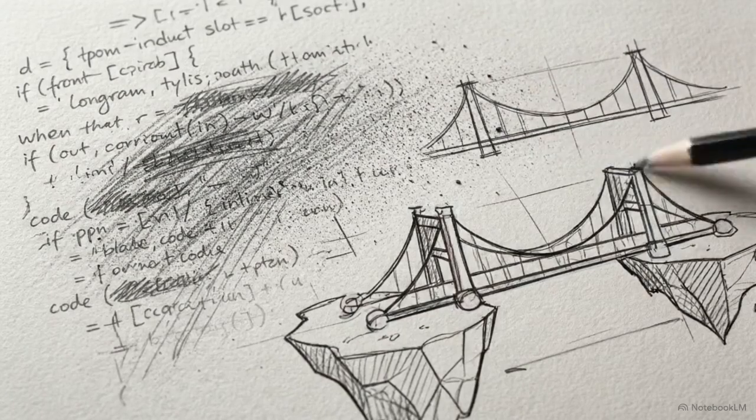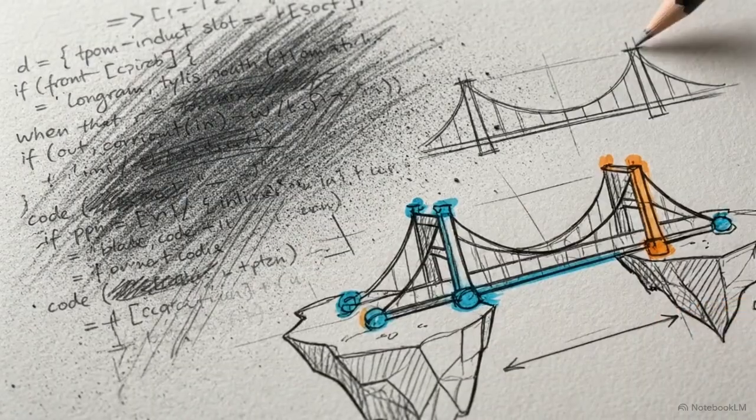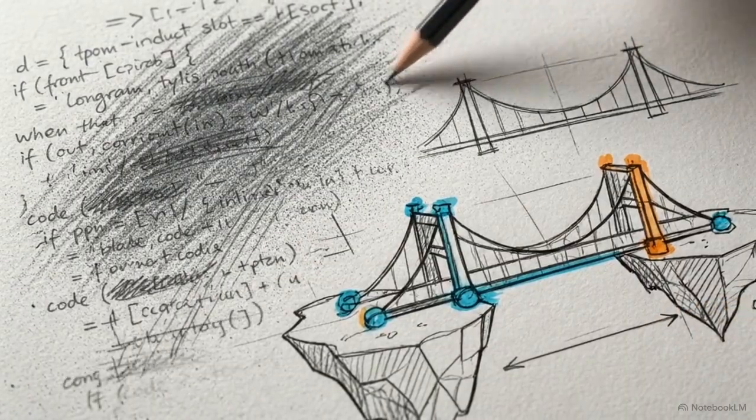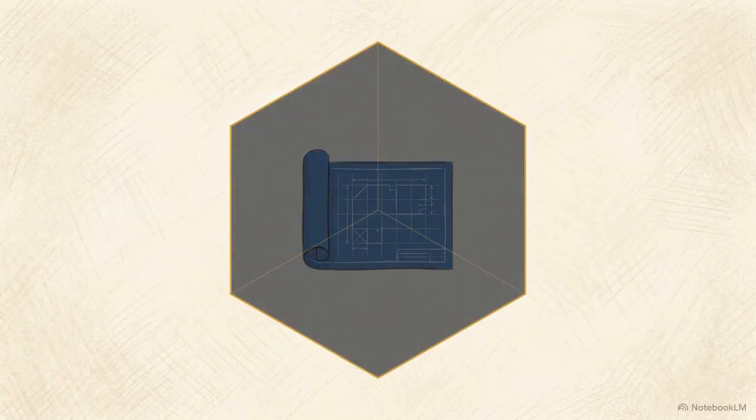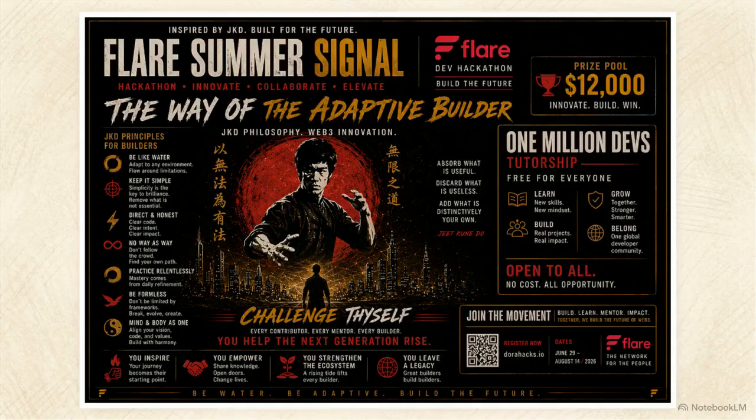Web3 development used to mean manually typing out thousands of lines of boilerplate code. Now, you act as the system architect. You define the logic, constraints, and structural boundaries, while your AI collaborator generates the actual smart contracts. This poster details the Flare Summer Signal Hackathon Challenge to build the future of Web3.